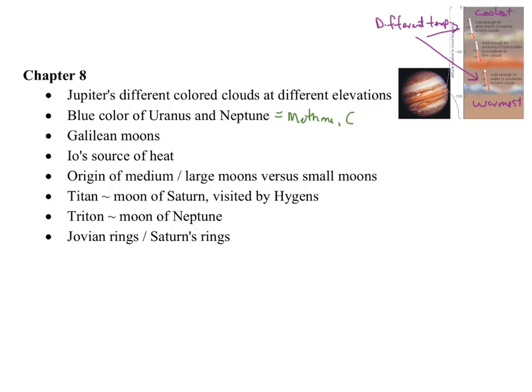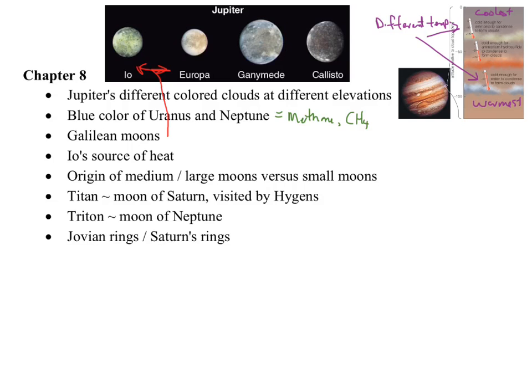The next one's pretty straightforward. What makes our blue planets blue? That would be the presence of methane. The formula for methane is CH4. Those Galilean moons, I went ahead and brought in a figure. It might be helpful to know the order. Closest to Jupiter is Io, and then Europa, and then Ganymede, and then Callisto. Those are the moons that Galileo saw and made note of in his scientific notebook. So, the 4 Galilean moons.